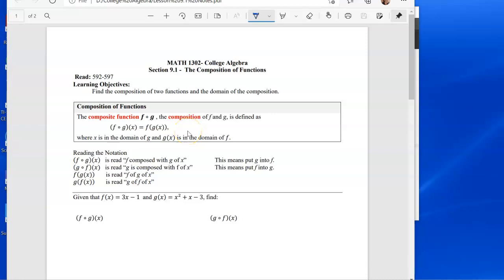Okay, so 9.1 is about the composition of functions, and we're going to find the composition of two functions and the domain of the composition. We've got some general notations down here. I really like to write it more like this one instead of these other ones up here. So f of g of x, I like to write it as f of g of x.